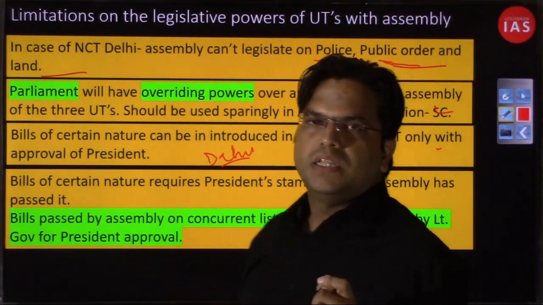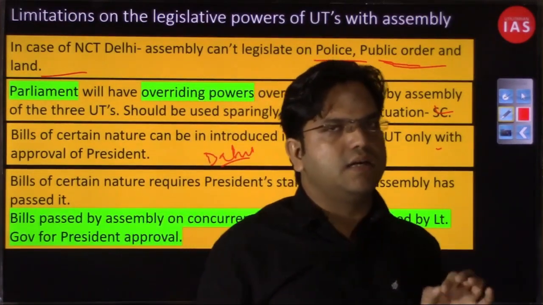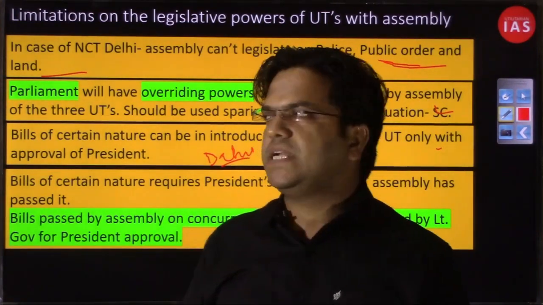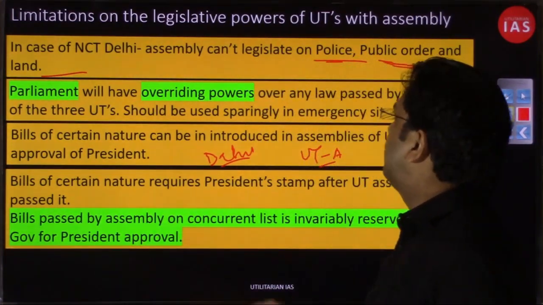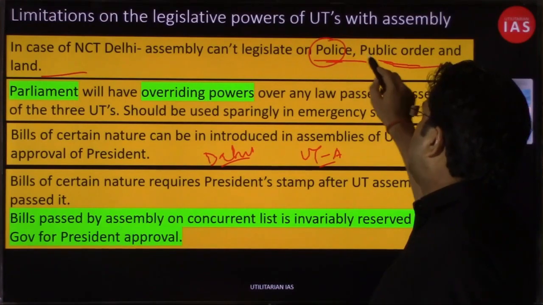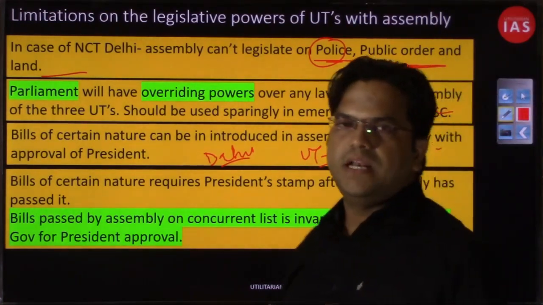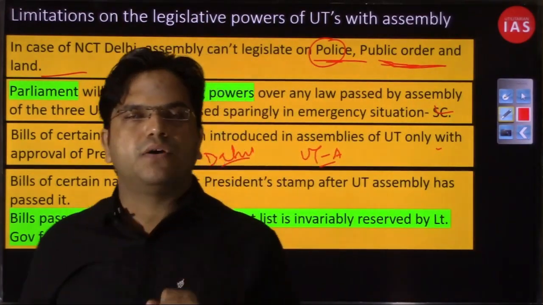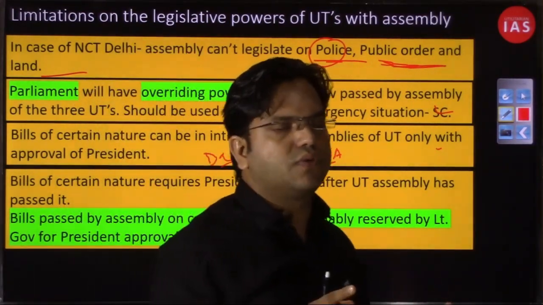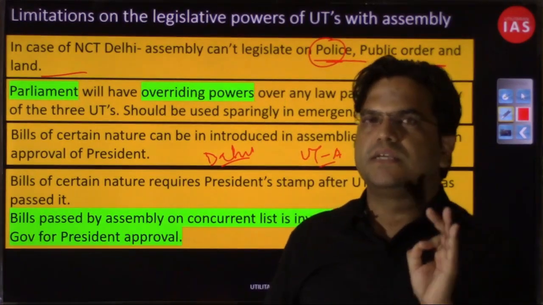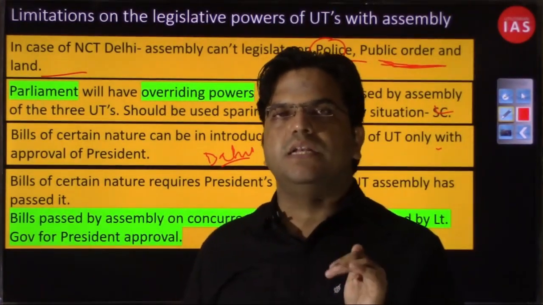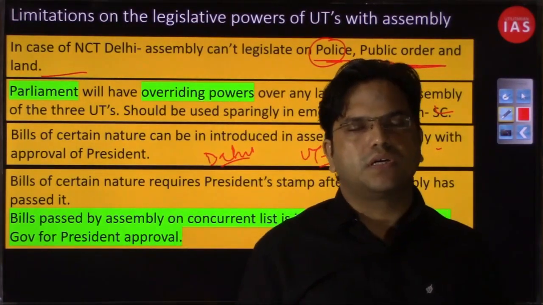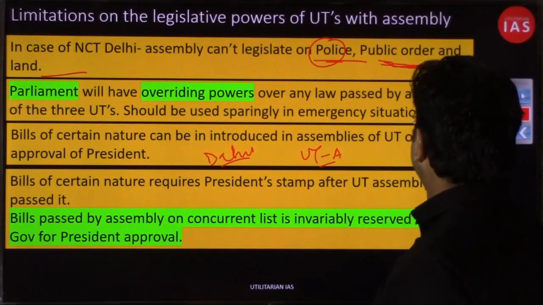They have been given the powers to legislate on List 2, the State List, but even out of that State List, the limited power that they have been given, this Delhi Assembly cannot have any control or any legislation on these three matters, that is police, public order and land. So that is one area where the NCT of Delhi Assembly's legislative power is inferior to the powers that have been granted to the Puducherry Assembly and the Jammu and Kashmir Assembly. So that is the third limitation.